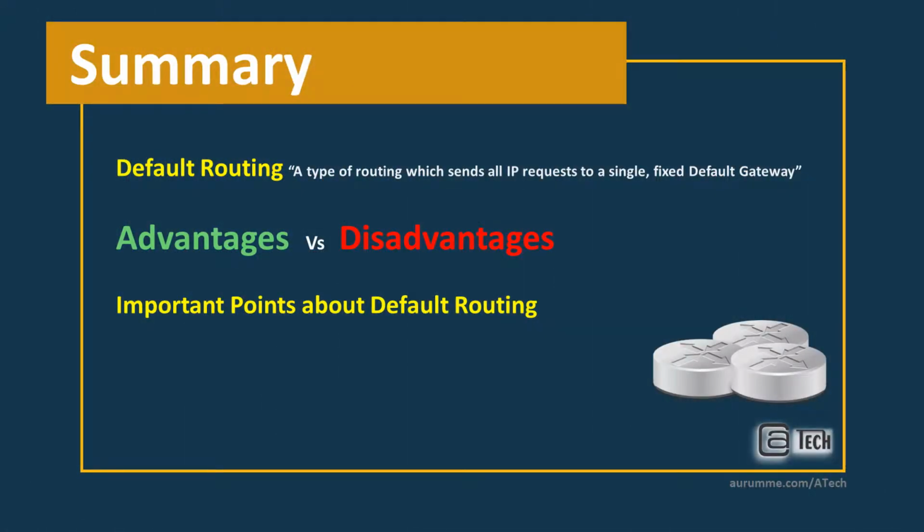Let me summarize the default routing before we close the topic. We have discussed default routing, which is a type of routing that sends all the IP requests to a single fixed default gateway. We have also discussed some merits and demerits of default routing, which include the less resource intensive nature of default routing, less bandwidth requirement, small routing table, and no advanced knowledge required. And the disadvantage is that it is not a fault tolerant mechanism and it is impractical without load balancing. Then we also discussed some important points about the default routing, about its admin distance, representation, default gateway, fault tolerance and so on.